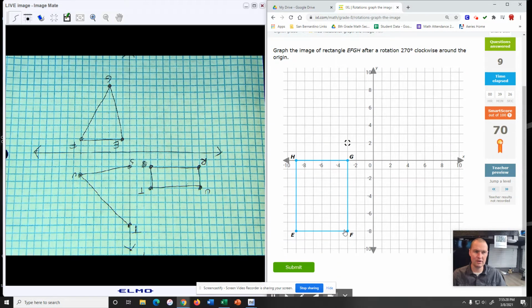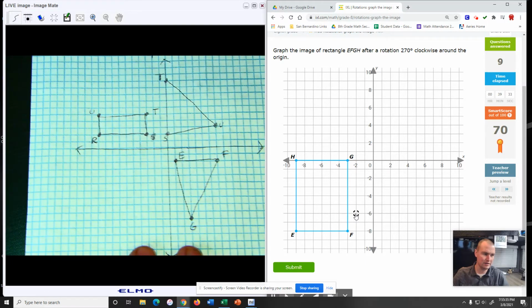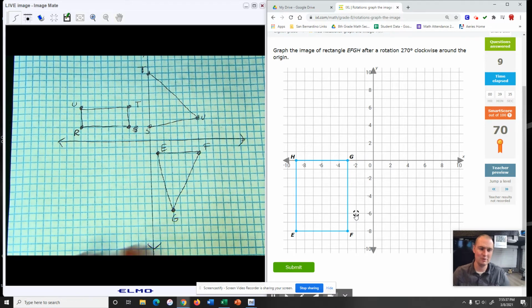All right, now we're at 70 points. Notice it's the same thing. So it's triangles and squares. Reset, reset, reset. Oh, how nice. The last spot we've got left is the rectangle.